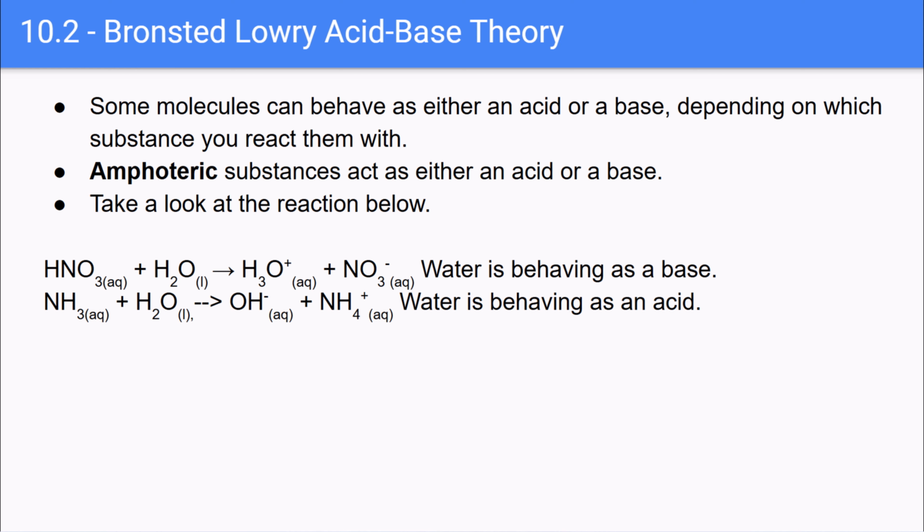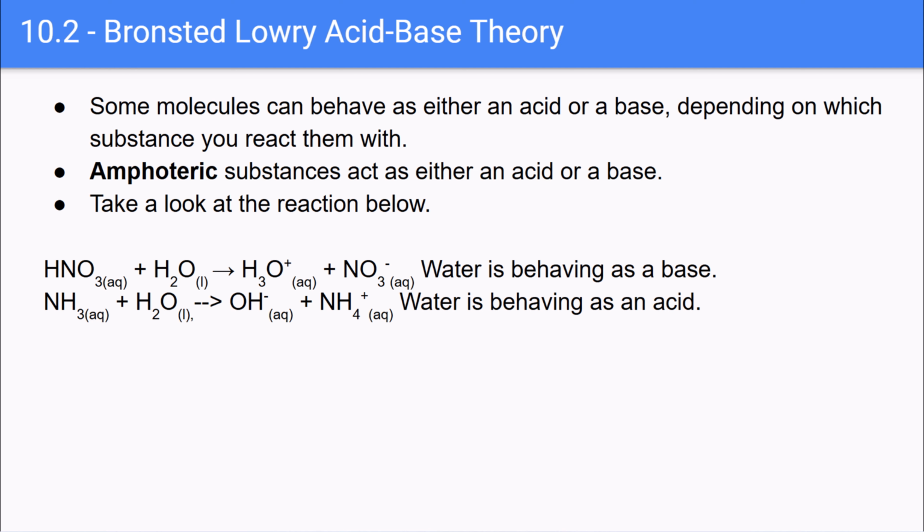So there are a few molecules that you need to consider that can behave as either an acid or a base. Now that's going to be depending upon what substance you react them with. And we refer to these substances as amphoteric substances. Basically just means that they can behave as an acid or a base. So take a look at the reaction below.